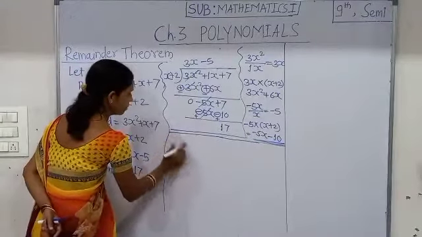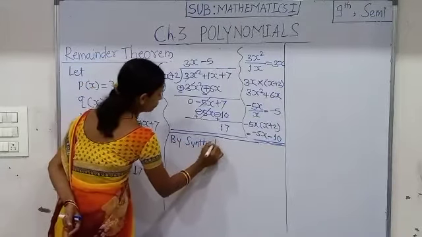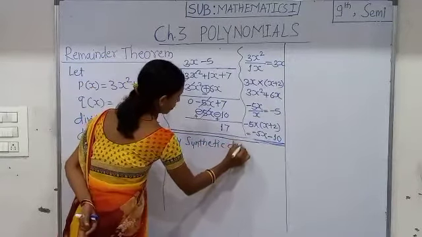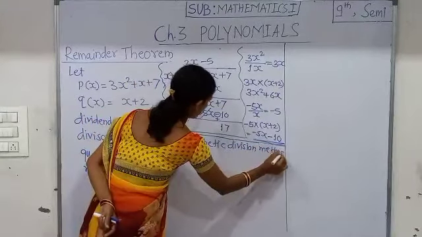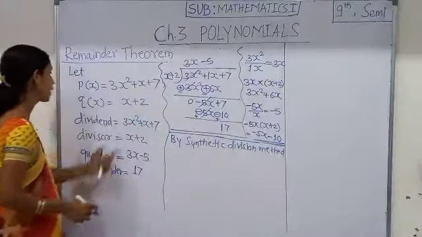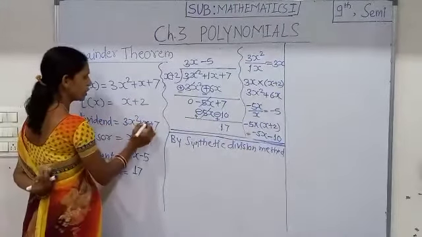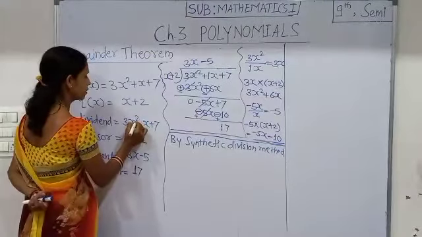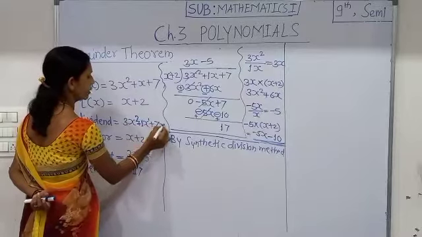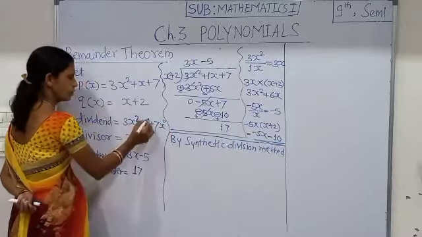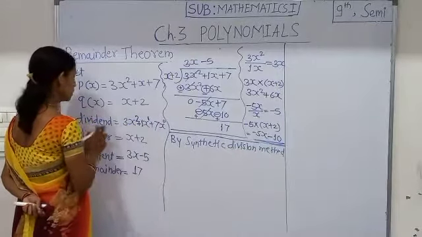Then the same division process can be done by the synthetic division method. By the synthetic division method, again we have to write the dividend in index form. Therefore here 3x square, 1x raised to 1, and 7x raised to 0. Here we get the index form of the dividend.